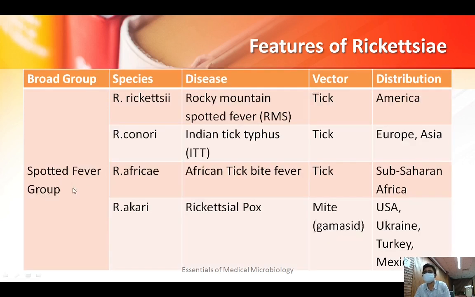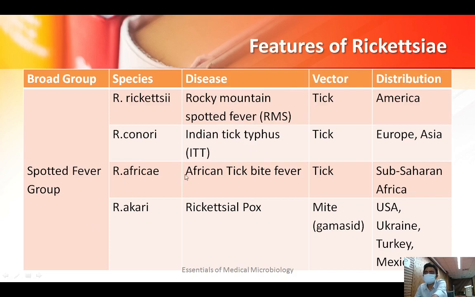Now coming to the spotted fever group, there is Rickettsia rickettsii, which is known to cause Rocky Mountain spotted fever. This is the species of Rickettsia which is the most pathogenic and causes the most severe infection. The mortality is very high in this. Even Rickettsia conorii, known as Indian tick typhus because it is present in India, is almost like Rocky Mountain spotted fever, and the mortality is also very high. However, Rocky Mountain spotted fever is known to cause more severe disease.